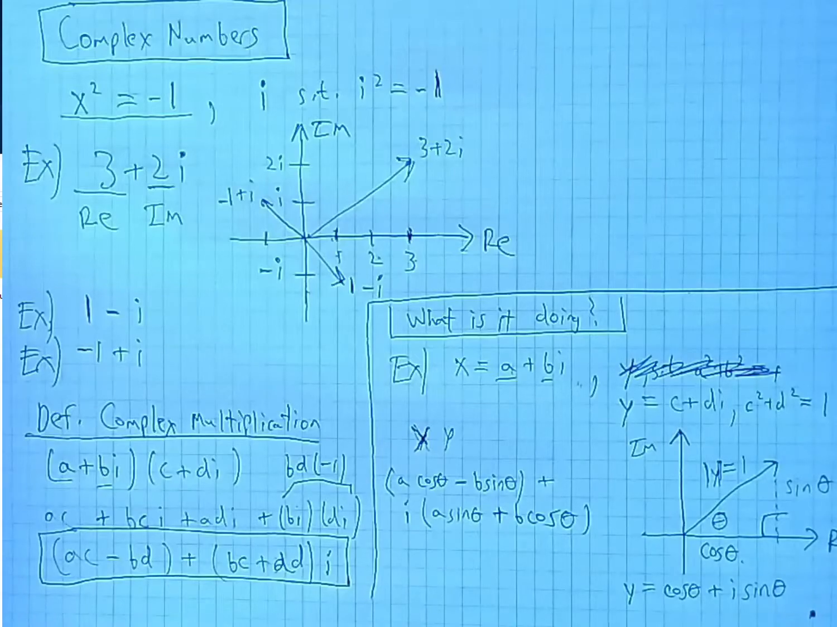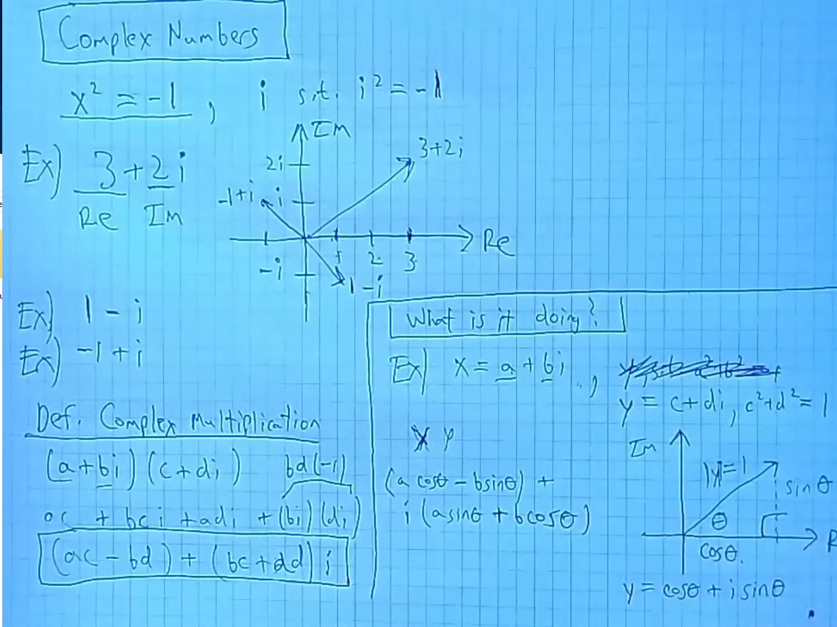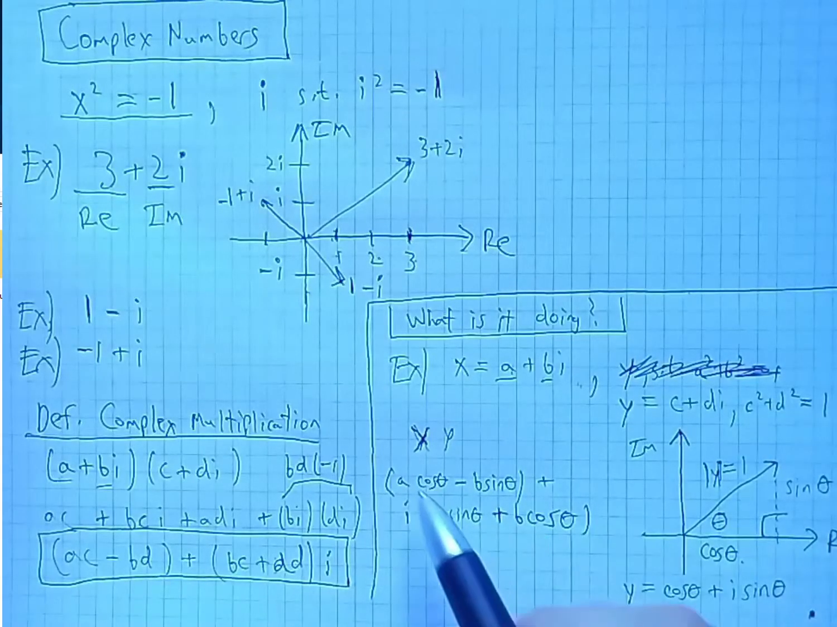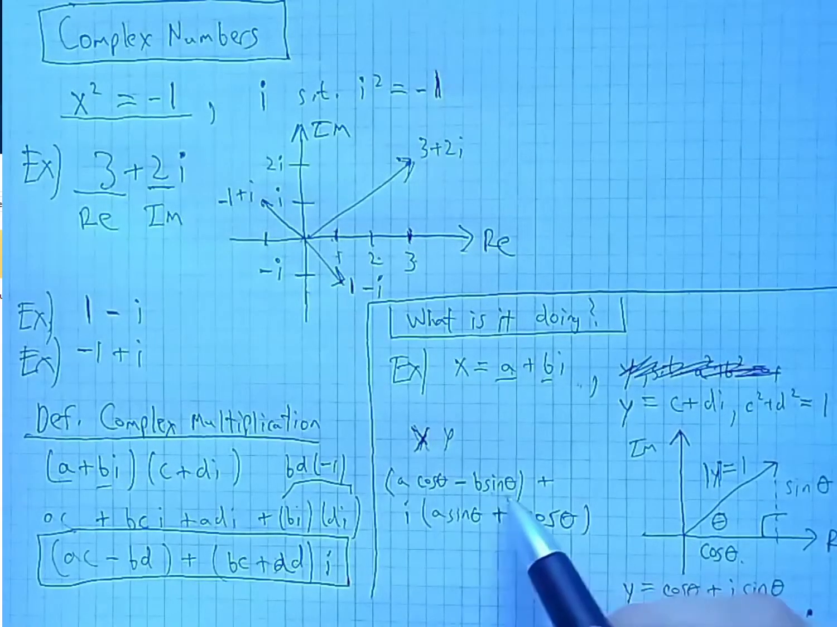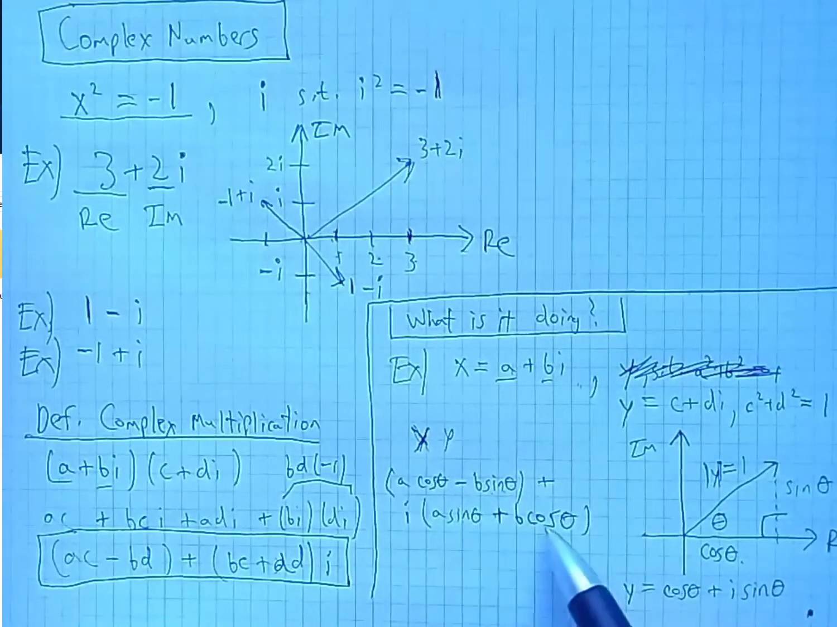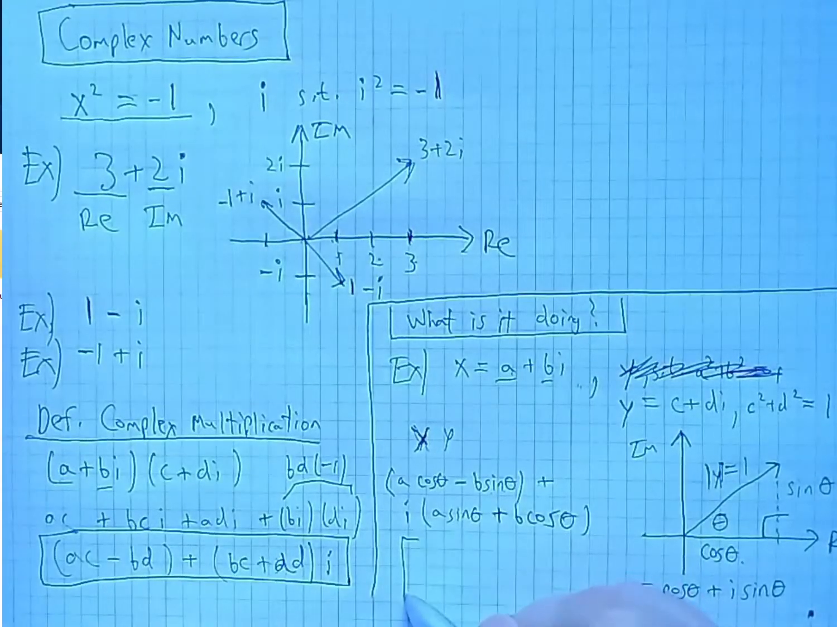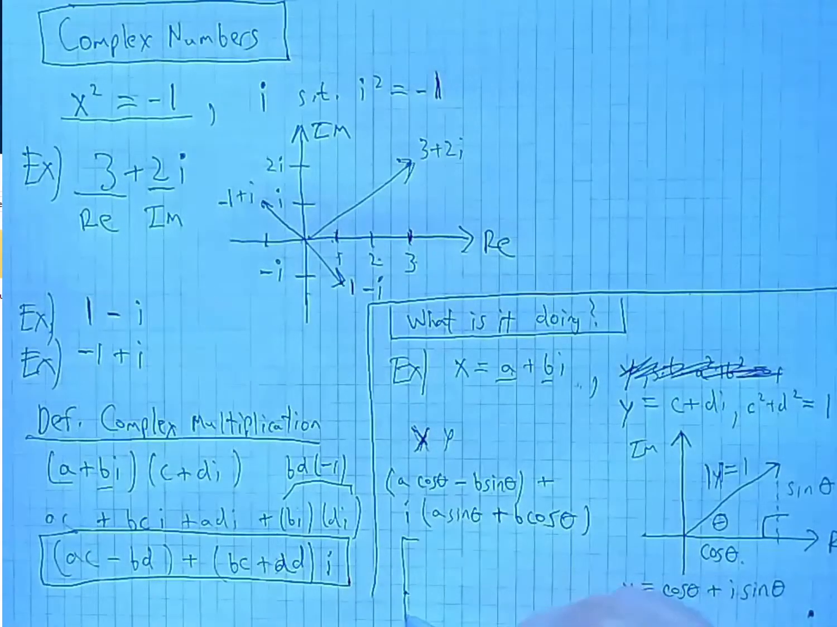And what I see is, if I multiply this vector a plus bi times the vector cosine of theta plus i sine theta, I get this vector a cosine of theta minus b sine of theta, plus i times a sine of theta plus b cosine of theta. Well, if you think about it, this actually should look quite familiar.